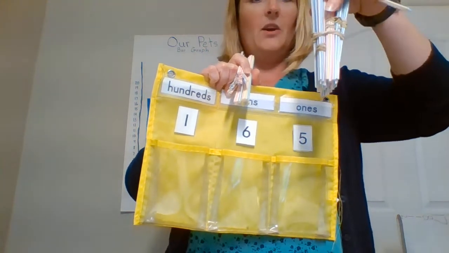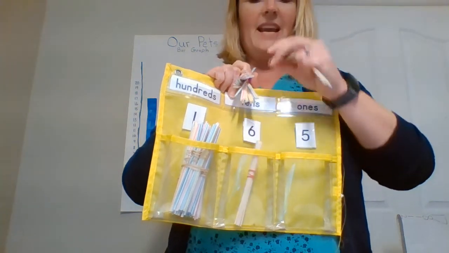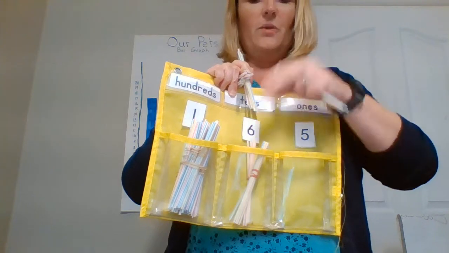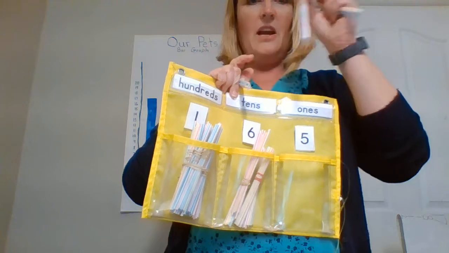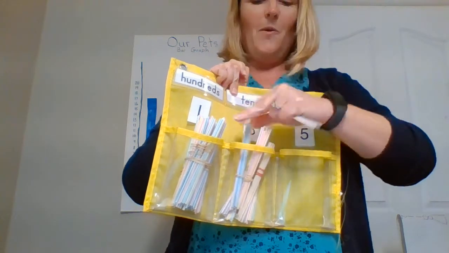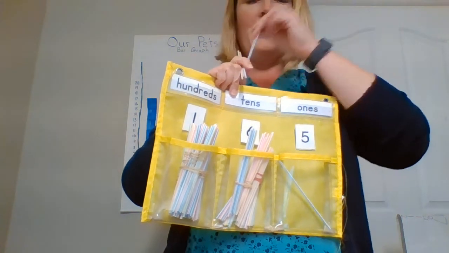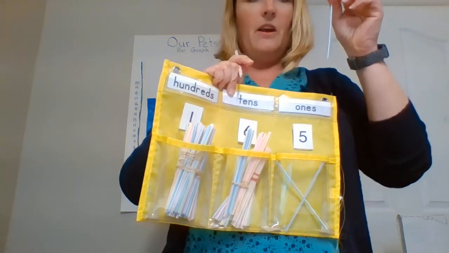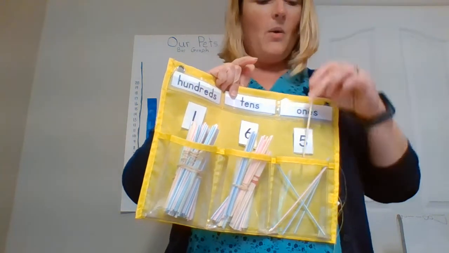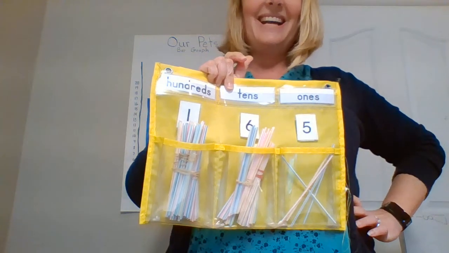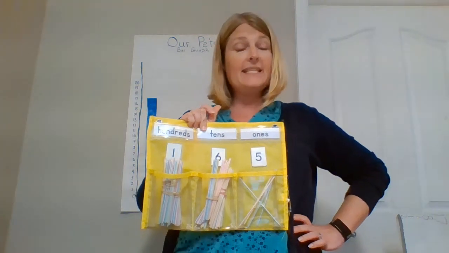Here we go. This is 100, 110, 120, 130, 140, 150, 160, 161, 162, 163, 164, 165. Excellent. So how would I make the number 165 with my base 10 blocks?